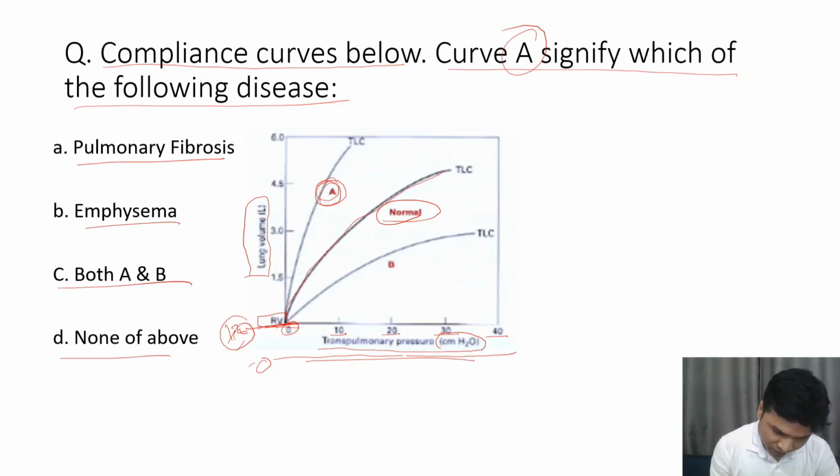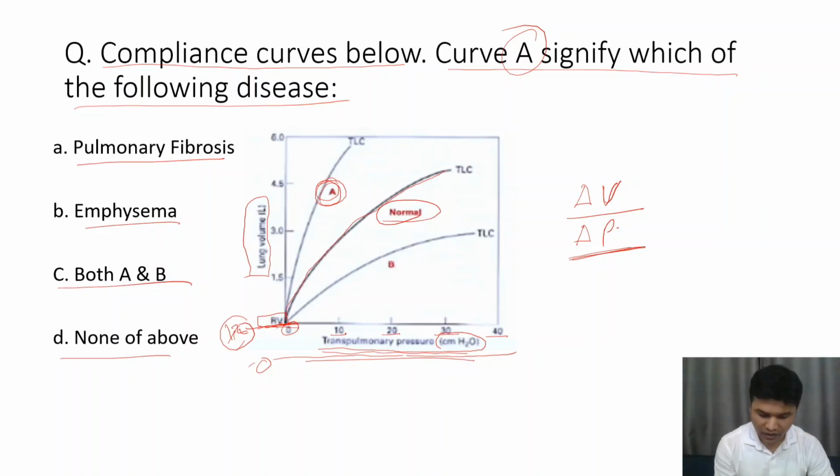Compliance. So when you expire, it is the change in volume, delta V, by the change in pressure, delta P. So you are changing the transpulmonary pressure, 10, 20, 30, 40, whatever the pressure, and how much the volume is changing in the lung. So suppose this is a 10. Make a graph.